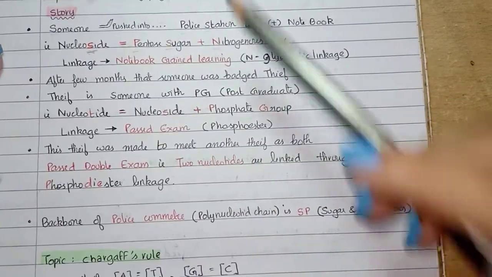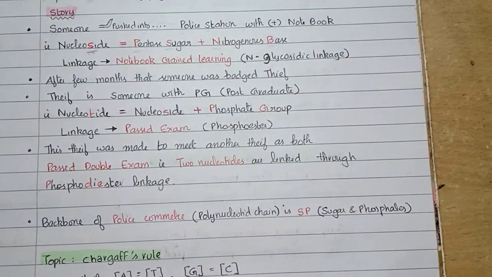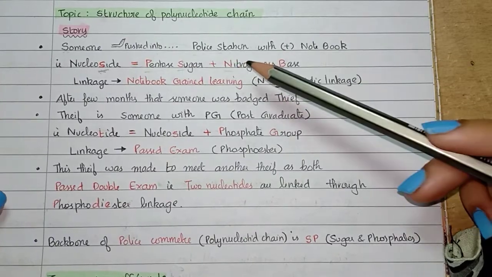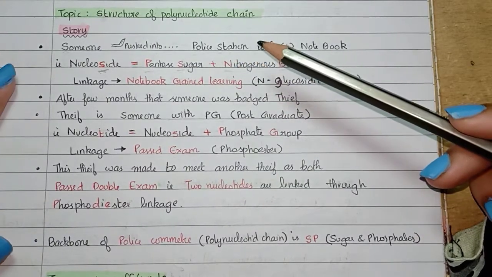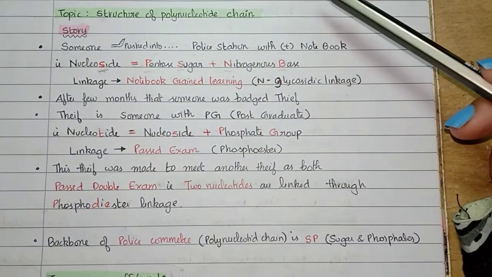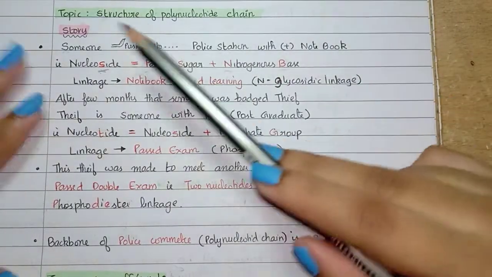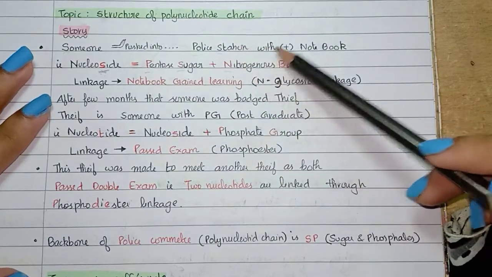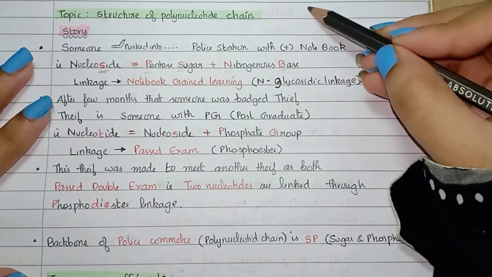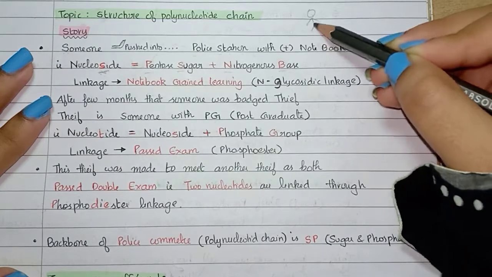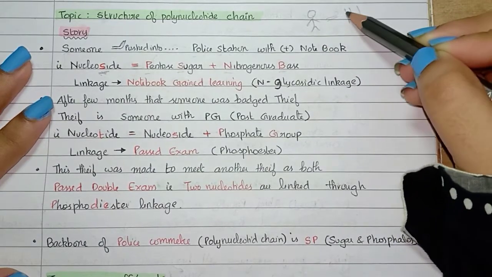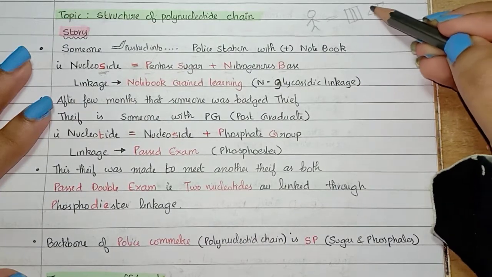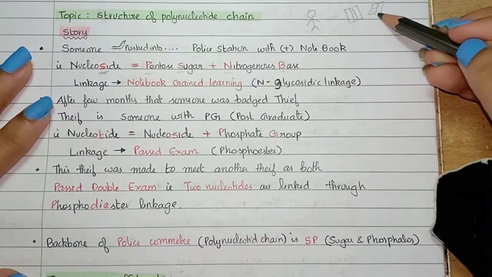Now the next topic is structure of polynucleotide chain. We will be learning a story for this. It's a weird story, but still you can understand. You can just imagine it as a movie. So someone was pushed into a police station with a notebook. Imagine this someone is pushed into the police station, and this is a police station with notebooks.